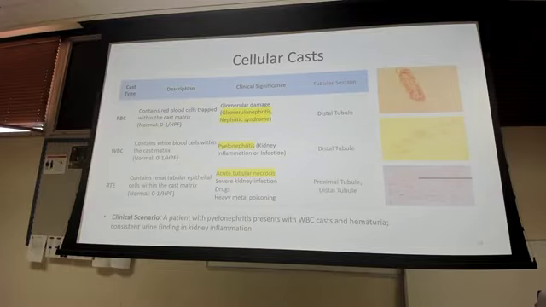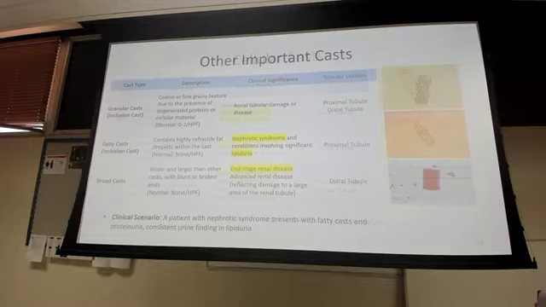All right, cellular casts. You have red blood cell, white blood cell, and tubular epithelial cell casts, the major casts. Red blood cell casts are associated with nephrotic syndrome, white blood cell casts with kidney inflammation or infection, and then we have RTEs, which is your acute tubular necrosis. Very important slide here.